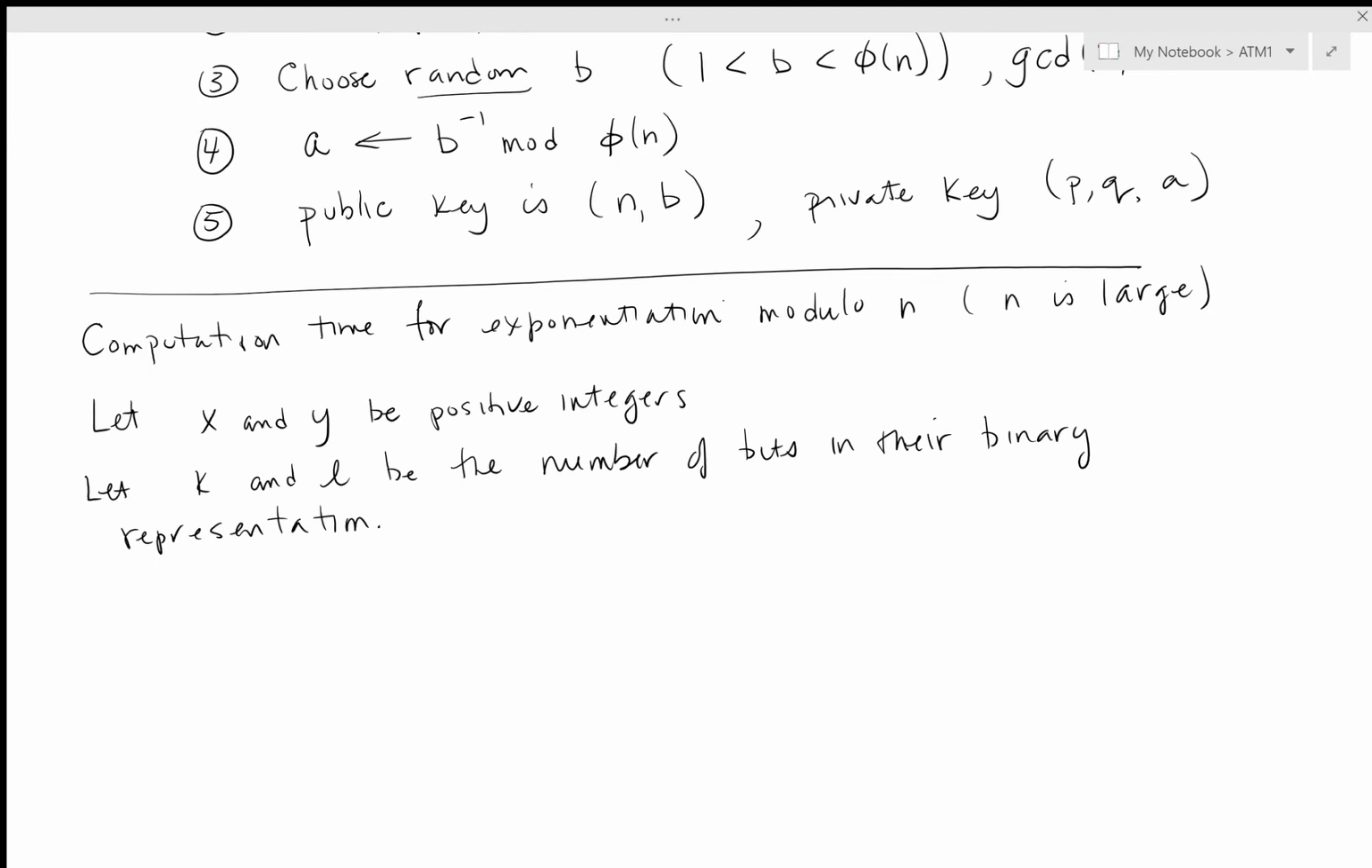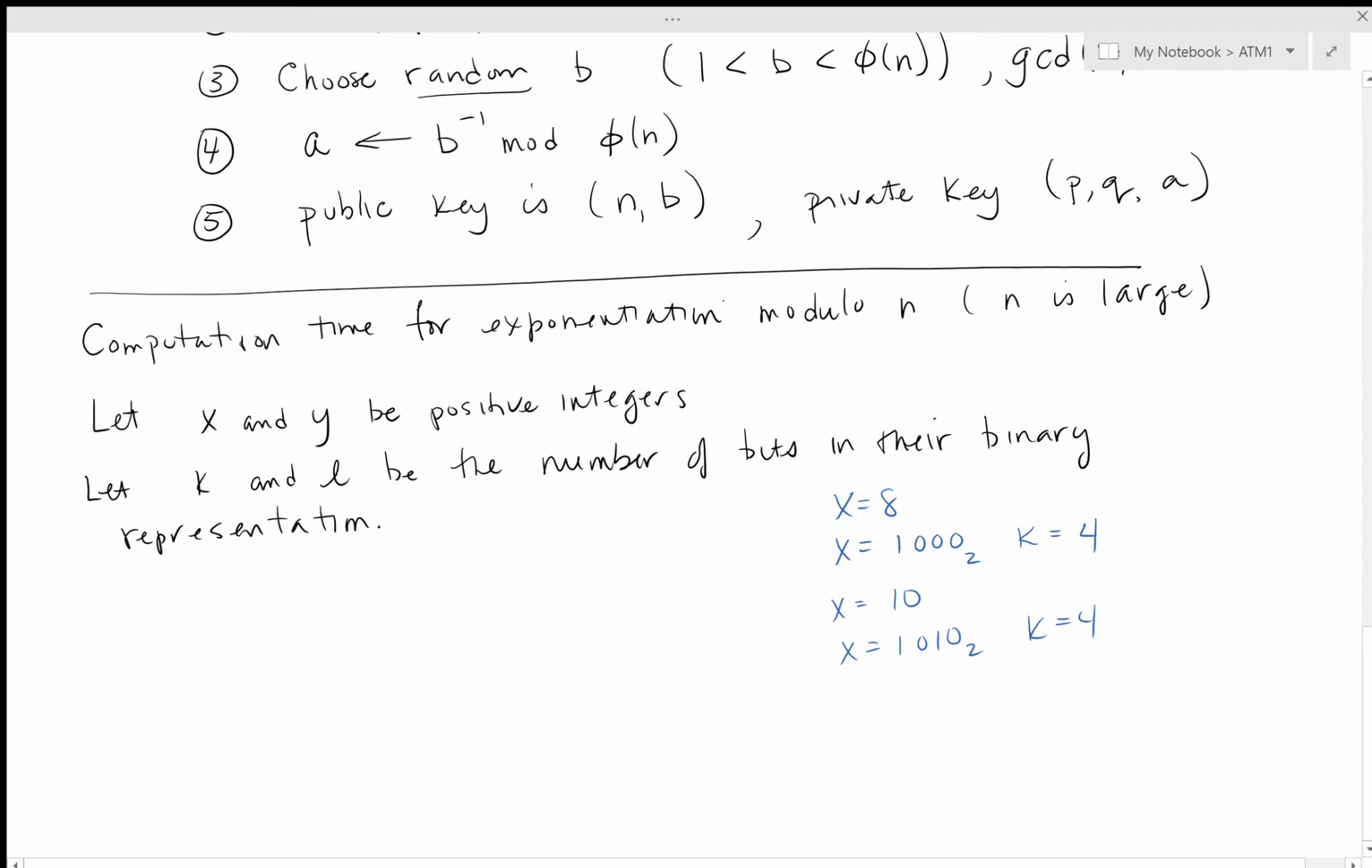So here's an example. Imagine x to be equal to 8. Then the binary representation is 1, 0, 0, 0 in base 2. So in this case, x is 8 and k is equal to 4. If I had another number, x equal to 10, then x would be 1, 0, 1, 0 base 2, and k would still be equal to 4.